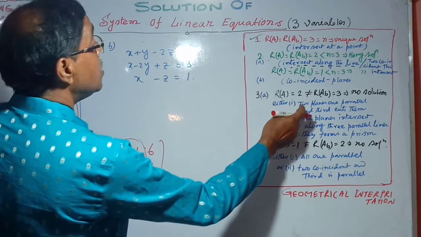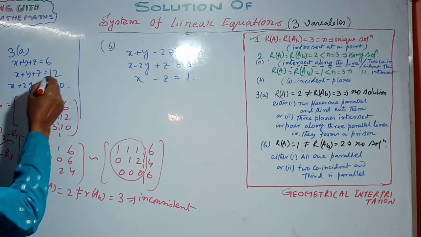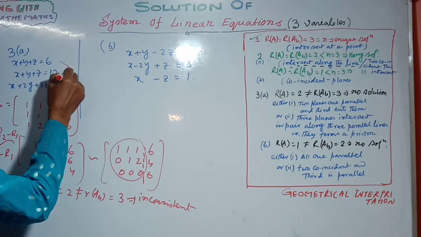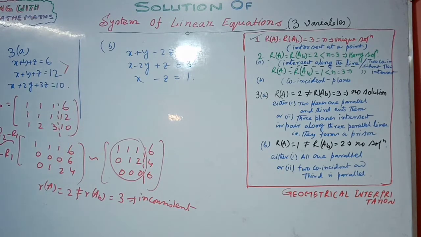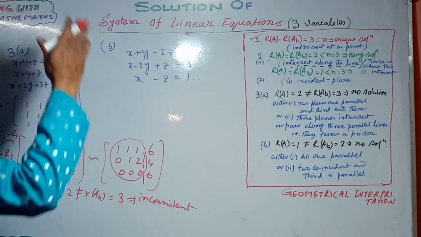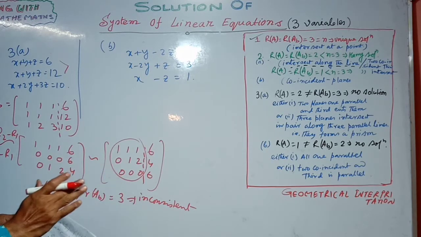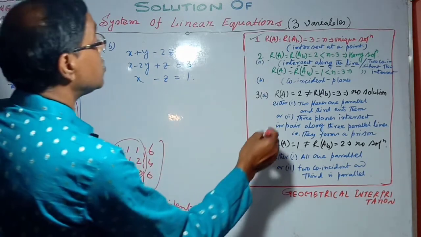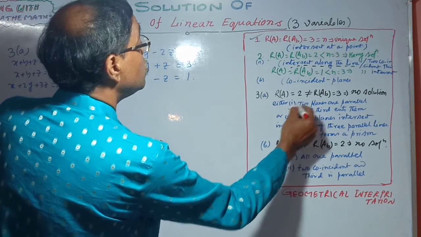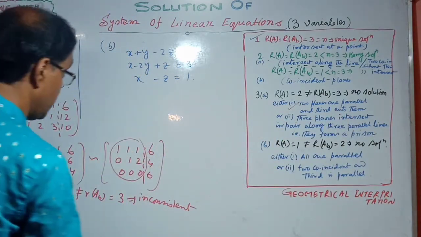Now what is its geometrical representation? Here we see that two planes are parallel and the third cuts them. Two parallel planes and another plane cuts them. Therefore they have no common solution. So two planes are parallel and the third cuts them is the geometry.